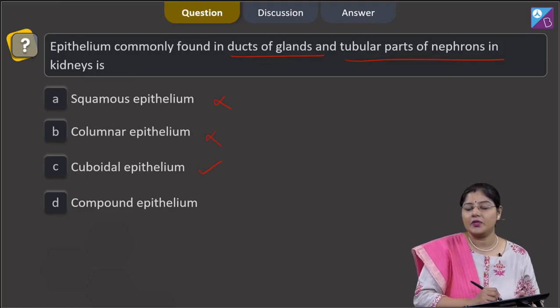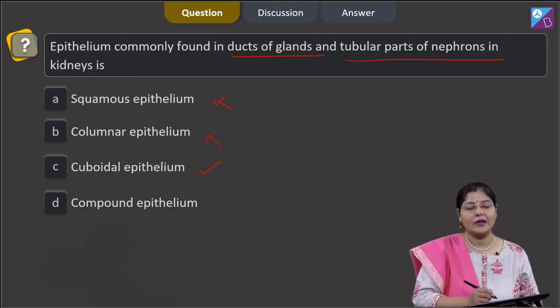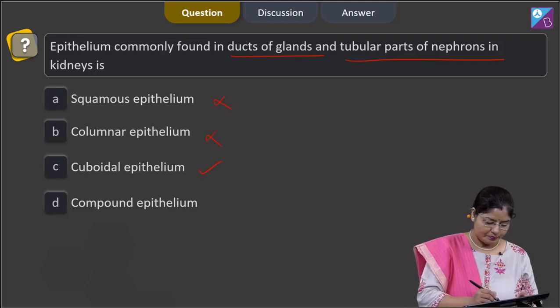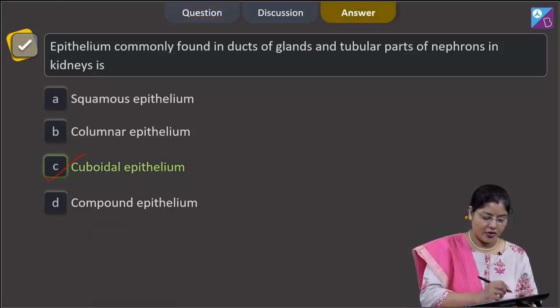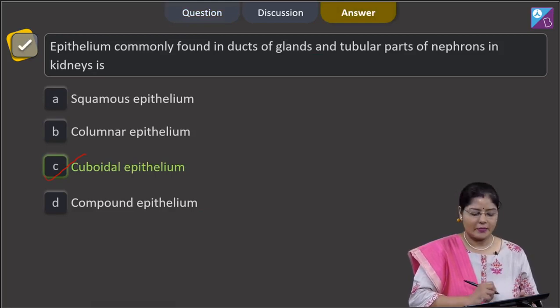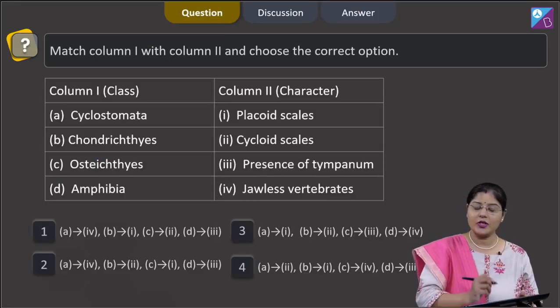Compound epithelium, it is present on dry surface of skin, on moist surface of buccal cavity, and it is also present in the ducts of salivary glands and pancreatic ducts. So this cannot be a correct answer, and correct answer to this question is option number C, cuboidal epithelium. Proceeding to the next question.